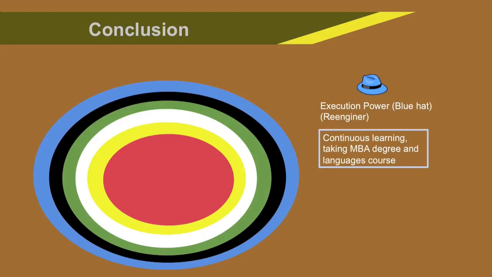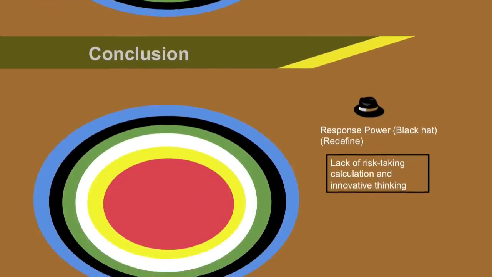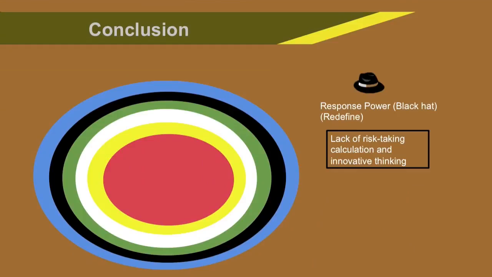The first one is the blue hat, meaning re-engineer, which indicates the execution power. In my case, I am re-engineering myself by having continuous learning, taking an MBA degree and language courses. The second one is the black hat, which indicates a response power. In my case, I am redefining my lack of risk-taking calculation and innovative thinking.